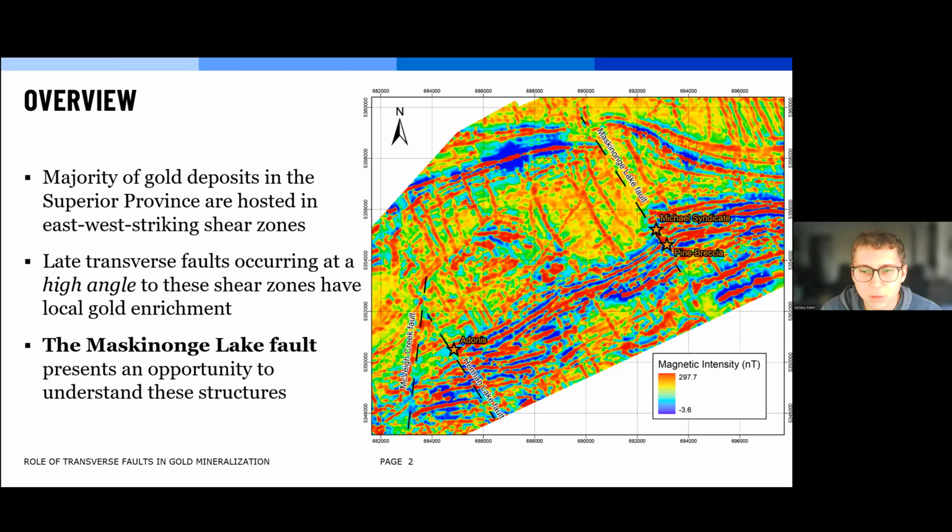The Maskinonge Lake fault, toward the east of the Island Gold Deposit, is one of these zones with local enrichment, and it presents a great opportunity to study these structures and their role in gold mineralization. You can see here a couple of zones of enrichment on this fault.